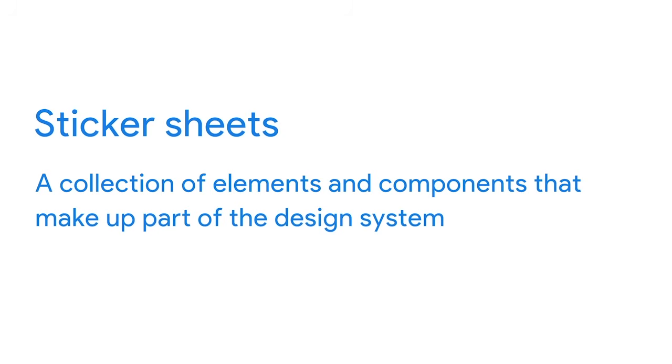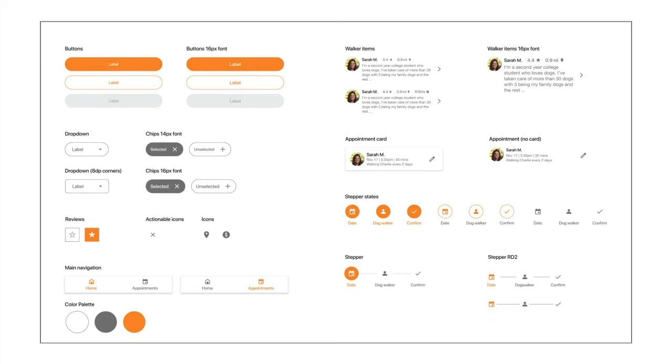What exactly does that mean? Well, here's an example of a sticker sheet for the Dog Walker app. Notice how I'm including the colors, buttons, icons, and navigation bars that I use often in my designs. Carefully documenting elements and components prevents me from making errors or having inconsistencies in my designs. So why are these named sticker sheets? It's because you can figuratively peel off each element to stick into your design with a simple copy and paste.